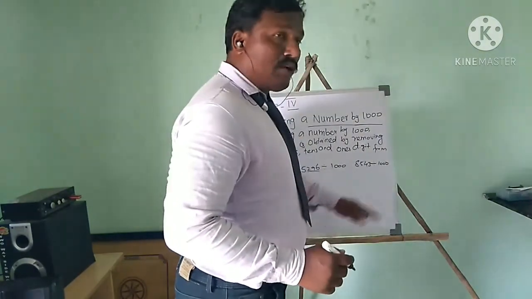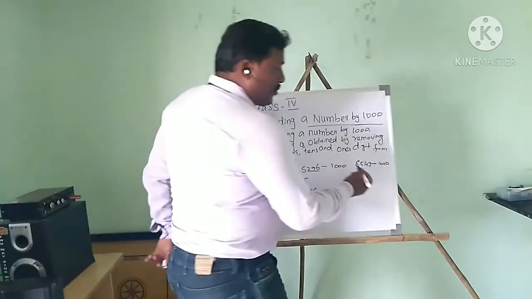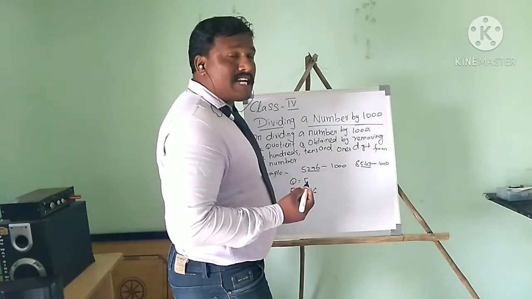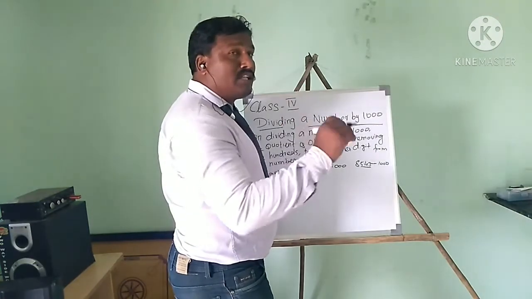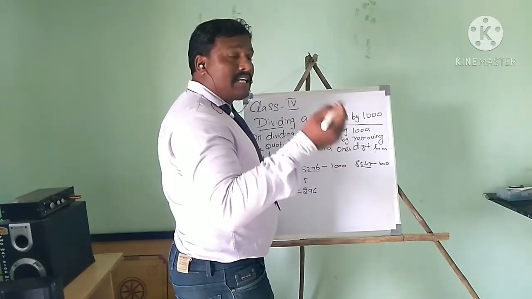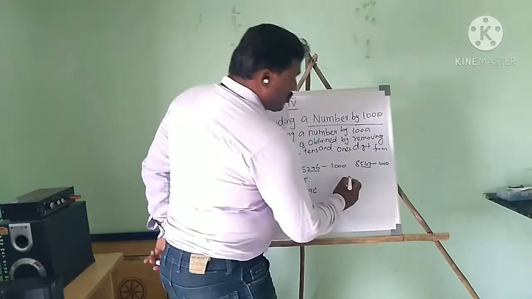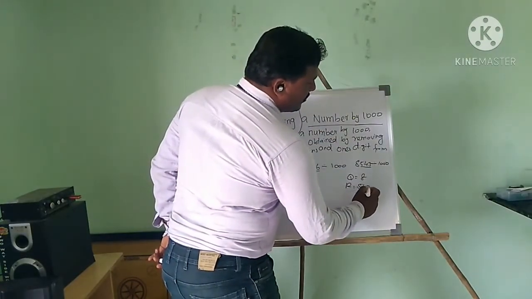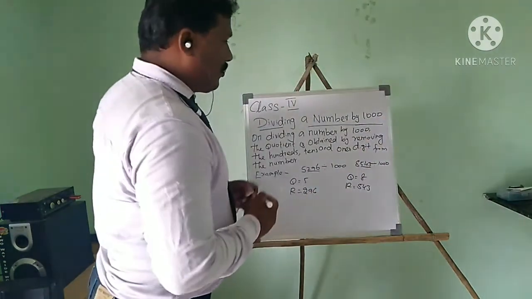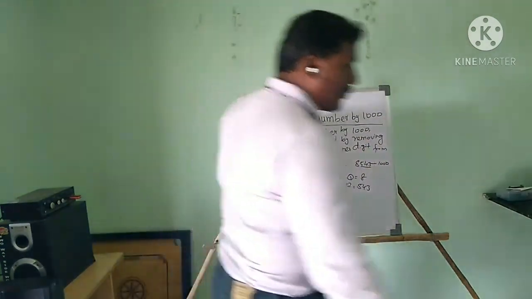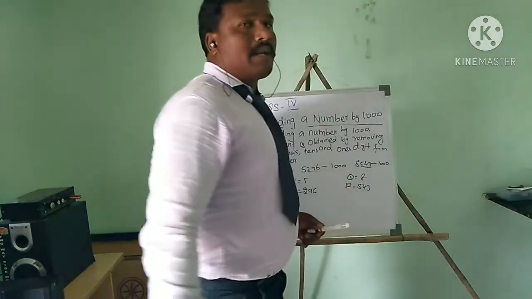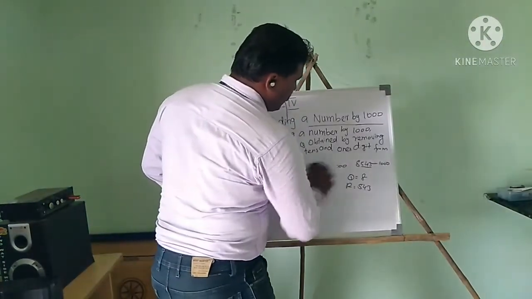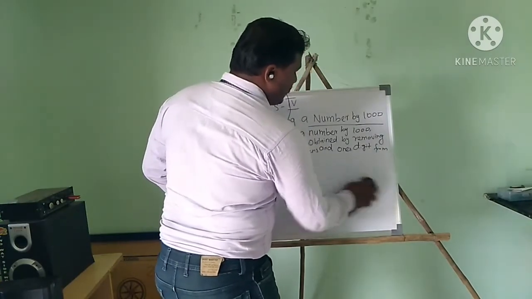8543. When you divide by 1000, as per the rule, the last three digits, in the ones place, tens place, hundreds place, you have to remove as the remainder. The remaining number is the quotient. So Q is equal to 8, R is equal to 543. So now see, easily you can find which is the remainder and which is the quotient. Now I will tell you another example, then you can easily understand.